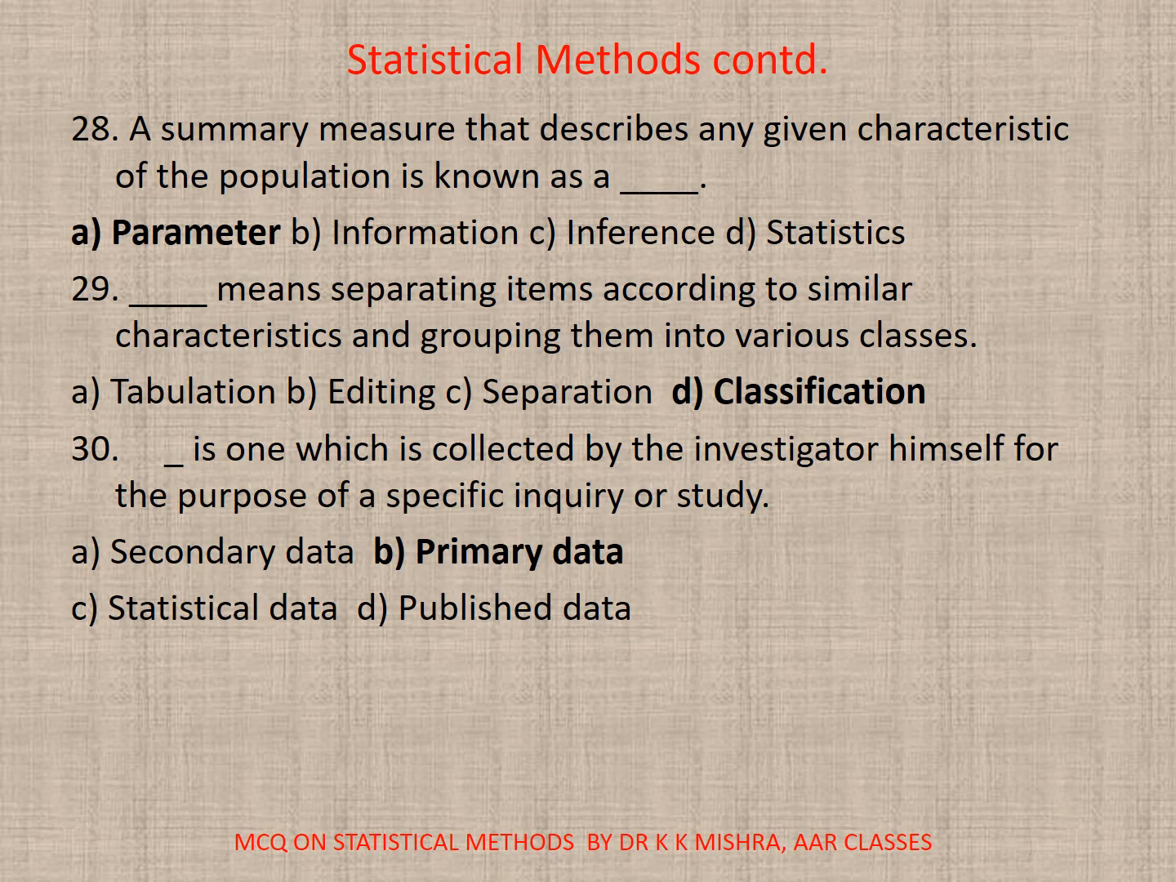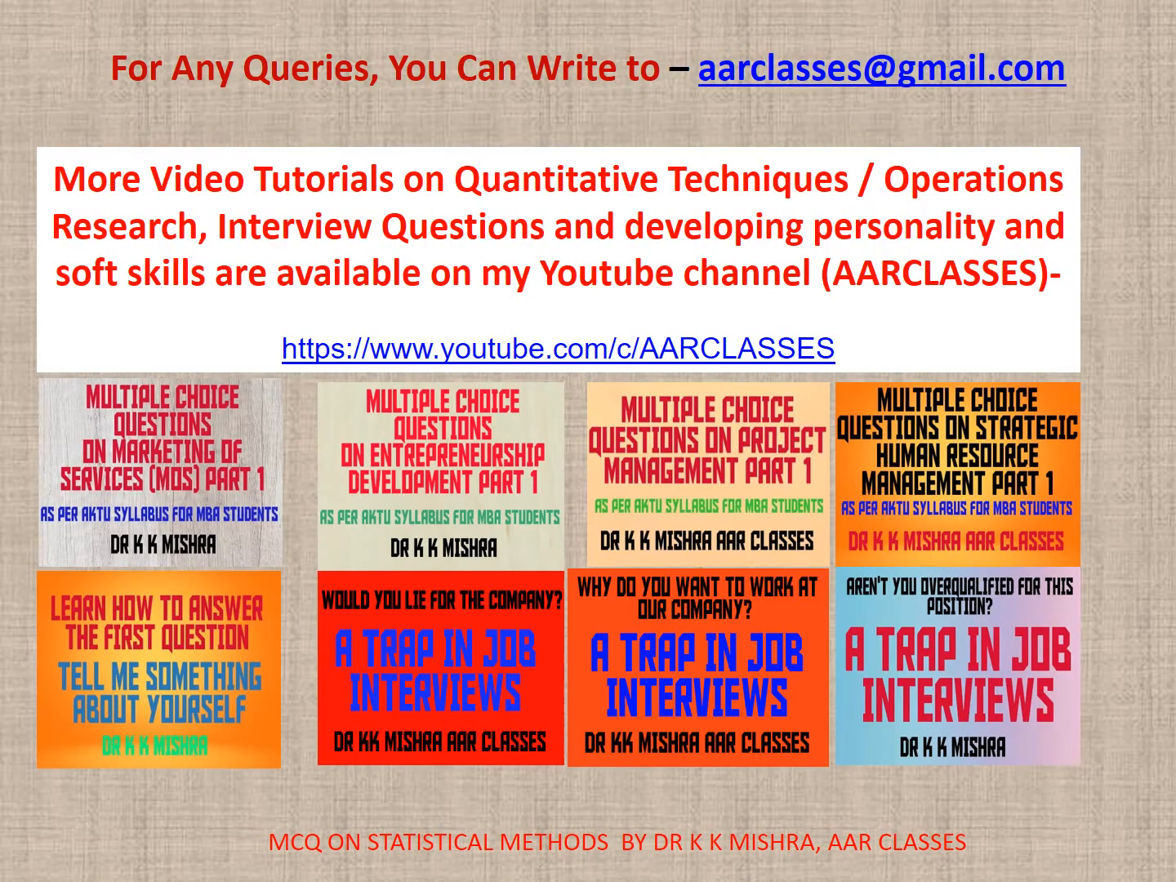Classification. 30. Dash is one which is collected by the investigator himself for the purpose of a specific inquiry or study. A. Secondary data, B. Primary data, C. Statistical data, or D. Published data. Correct option is B. Primary data. So this was all about this video tutorial.